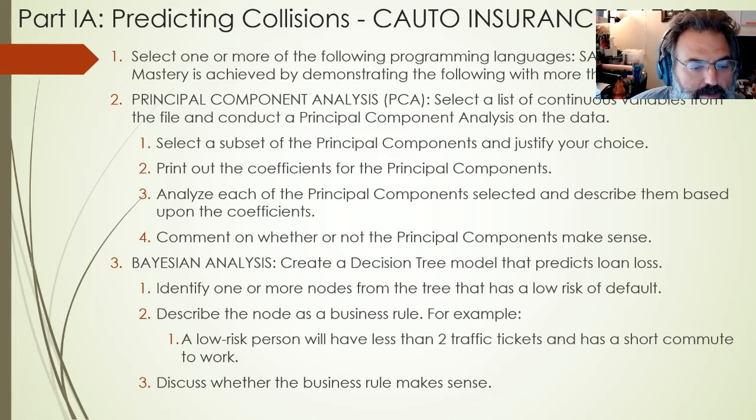Then do some decision tree. Predict loan default. Identify one or more nodes in the tree that are low risk of default. Describe the nodes as business rules.